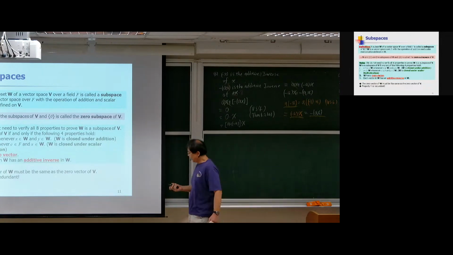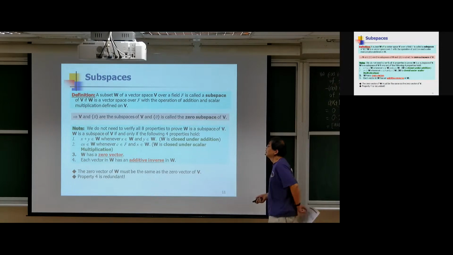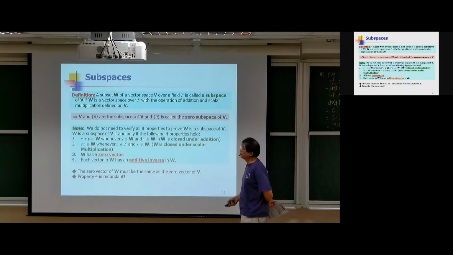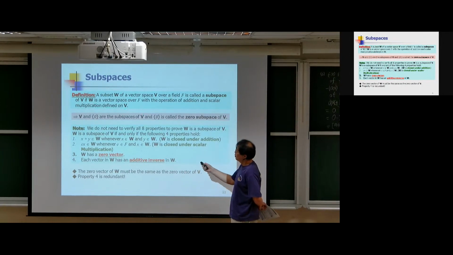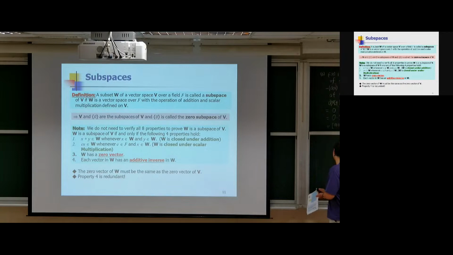So here, definition, a subset W. Right now, remember, we have the subset W, not the subspace yet. So a subset W of a vector space V over a field F is called a subspace of V if W is a vector space. Note that W is also a vector space over the field with the operations of addition and scalar multiplication defined on V. So right now, we have a vector space V here.